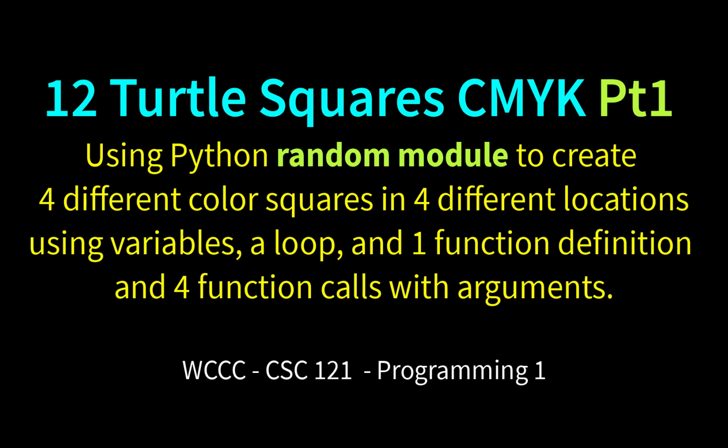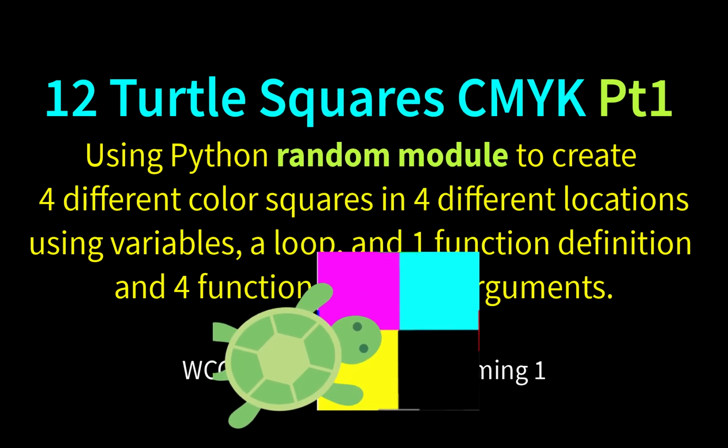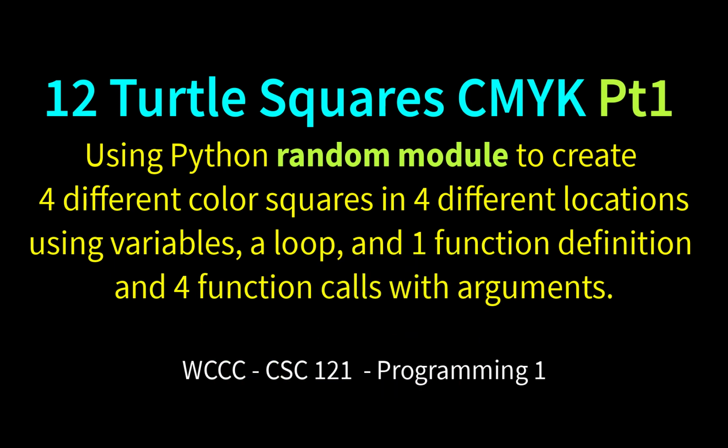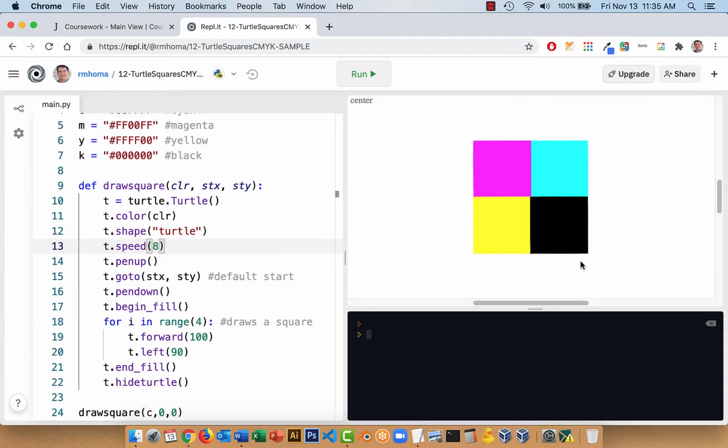Welcome CSC 121, Fall 2020, to our unit on turtles, where we're going to review functions and parameters and arguments and variables and nested loops and all kinds of other things, except we're going to use a model where we can actually see something visual that has kind of a graphical interface here instead of just the console down here.